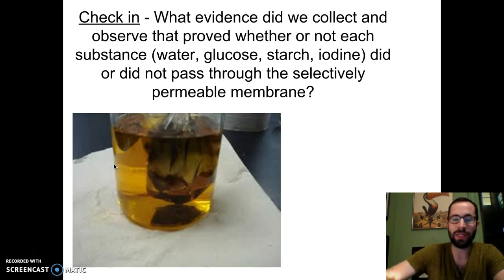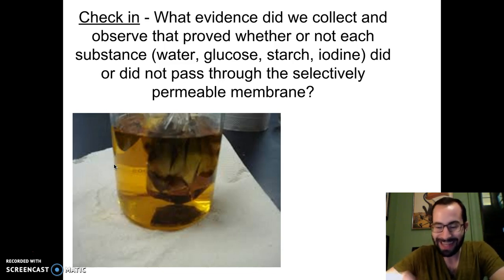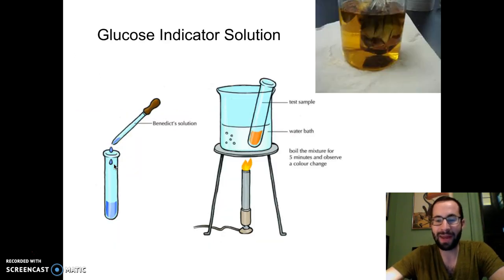Now, the last thing we need to check is the glucose. Did the glucose get outside of the cell? Remember, we put it initially on the inside. How do we know if it got out? Well, for glucose, we had to do a special test using something called Benedict's solution, or glucose indicator solution. And just like starch indicator solution, or Lugol's iodine, which is sometimes called, Benedict's solution changes colors in the presence of glucose. However, Benedict's solution only works when you heat it up to a certain temperature.